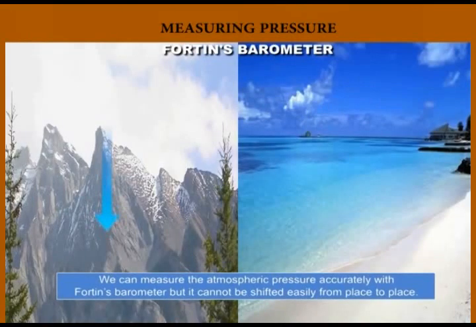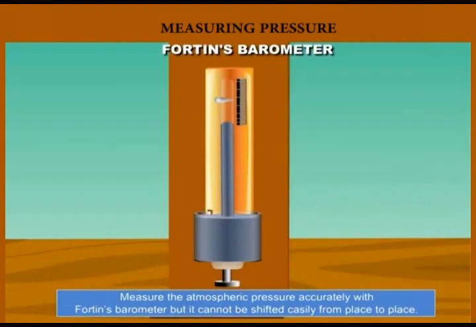We can measure atmospheric pressure accurately with a Fortin's barometer, but it cannot be shifted from place to place, so it's usually used as a standard barometer.